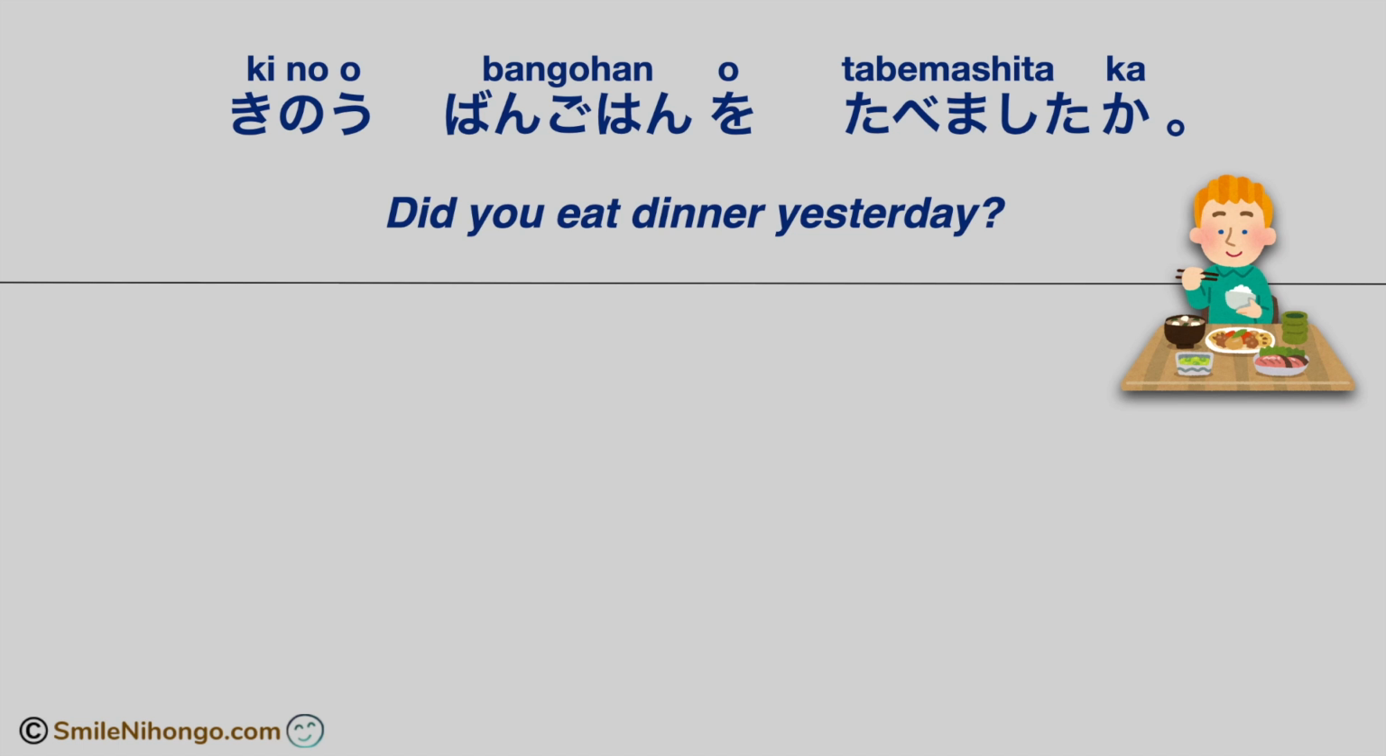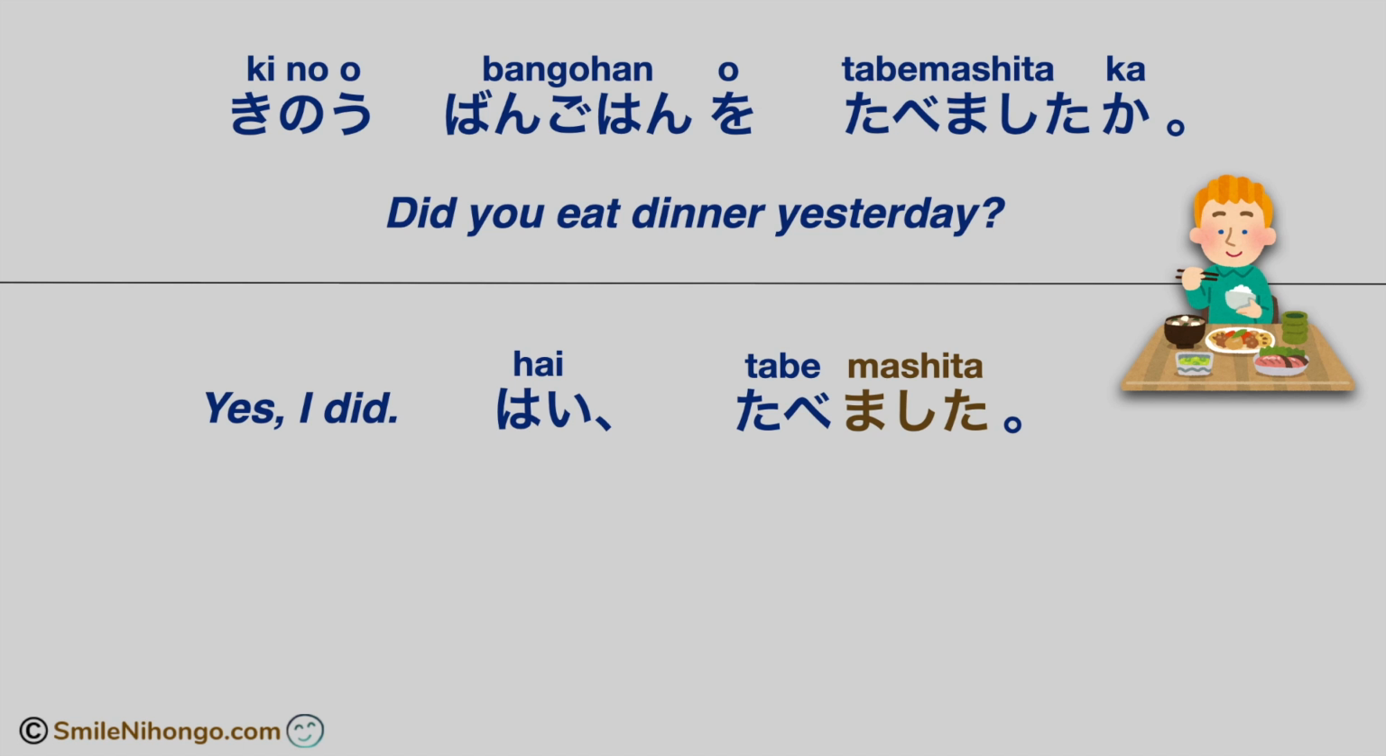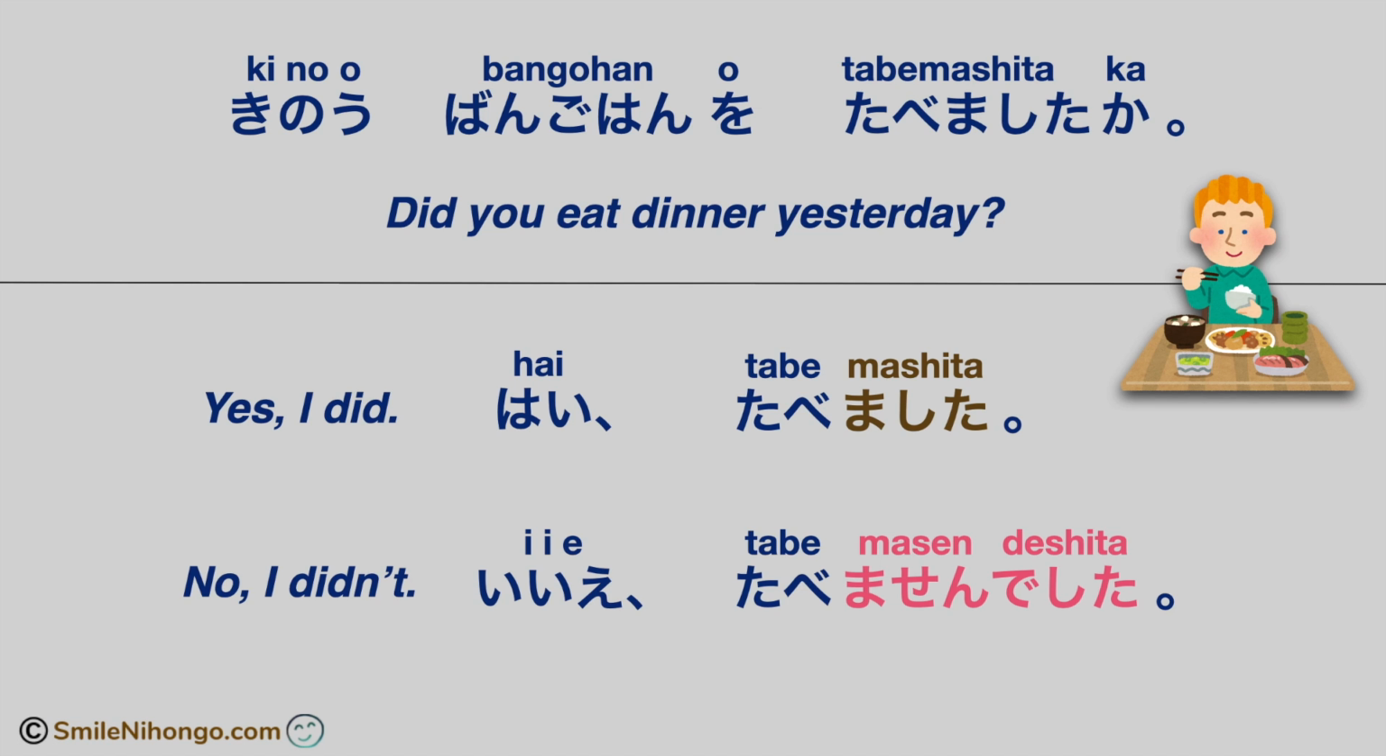And when somebody asks you a question about the past, as in, Did you eat dinner yesterday? 昨日、晩ご飯を食べましたか? Then you respond either, Yes, I did. はい、食べました。Or, No, I didn't. いいえ、食べませんでした。This is what we have learned back in Japanese 3.